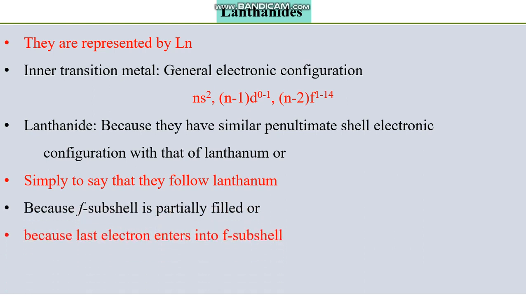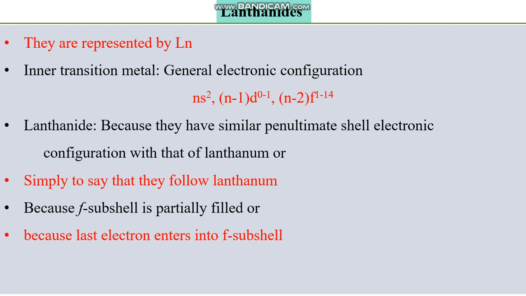Why are they called F block elements? The last electron enters into the F subshell, therefore they are called F block elements. Or we can also say that since the F orbital is under the process of completion, but this definition is limited because of certain reasons, at the end of the series where the F orbital is not incompletely filled. So those elements where the F orbital is under the process of completion are called F block elements.